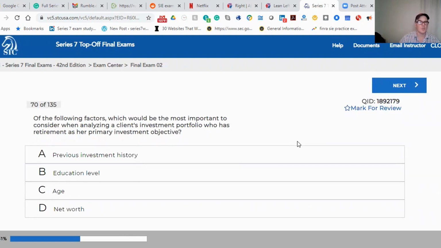Of the following factors, which would be the most important to consider when analyzing a client's investment portfolio who has retirement as her primary goal?